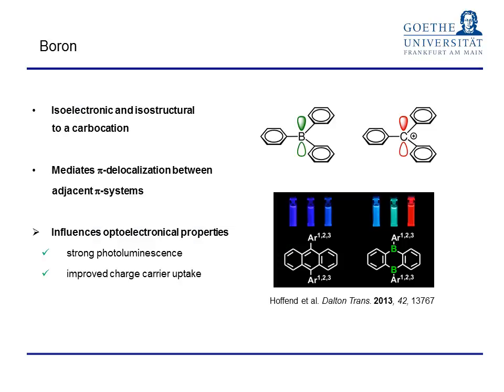What is special about boron? Neutral tricoordinate boron atoms are isostructural and isoelectronic to carbocations. With their empty p orbitals, they are able to mediate pi electron density delocalization between adjacent pi systems. Boron doping into polycyclic aromatic hydrocarbons can therefore influence the optoelectronic properties, resulting, for example, in strong photoluminescence and improved charge carrier uptake.